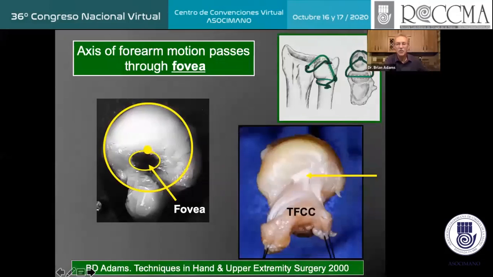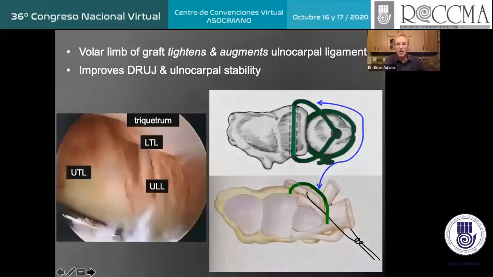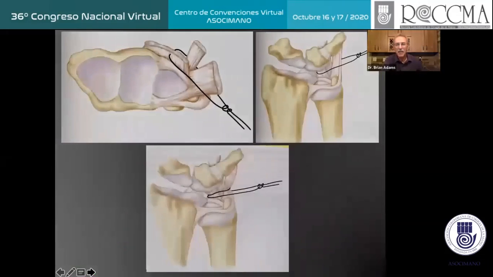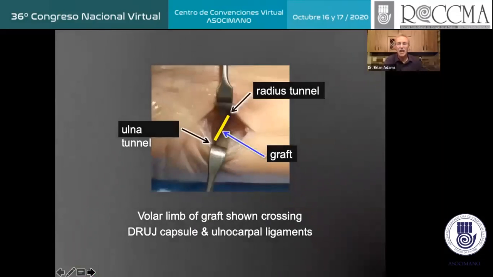Again, the goal is to restore the ligamentous structures back to the fovea, which it does. One of the key factors of the reason why it probably works is it actually incorporates the ulnocarpal joint ligaments on the volar side and restores these back down to the fovea at the same time that it reconstructs the radial ulnar ligaments. And I think this is the main reason why it's effective. And in fact, it's similar to an arthroscopic procedure where people tighten the ulnocarpal ligaments by themselves. And here you can see volarly how much the graft actually covers and draws in the volar wrist capsule.